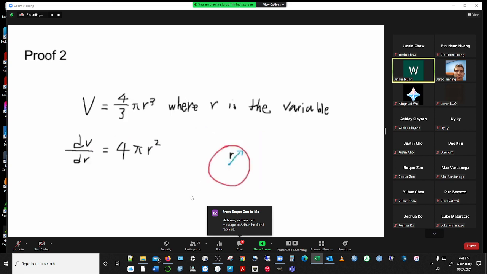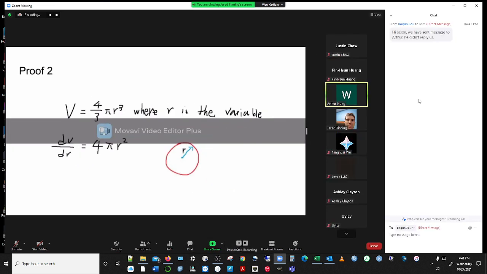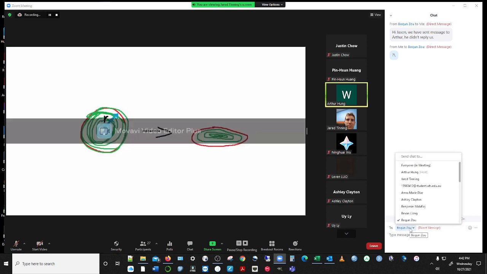Since the volume of the sphere is 4/3 pi r cubed, and we know that r is the independent variable, we may differentiate the volume with respect to r. Let's say that we have a sphere with radius r. Then, by slicing the sphere horizontally as many times and as thinly as possible, we get multiple circular surfaces that vary in different radii.